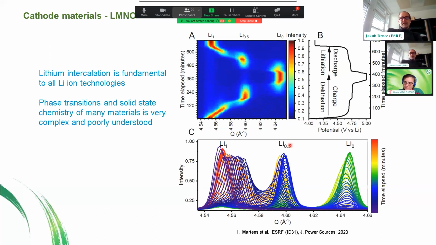Now what you can see here at the top is the diffraction pattern plotted in the Q range, so within one diffraction peak of this material. As we charge, the time goes up here, and we see that the position of the peak is changing. We discharge the material, so we actually charge the battery, and the peak position changes to a higher Q value. That means that the lattice parameter shrinks.